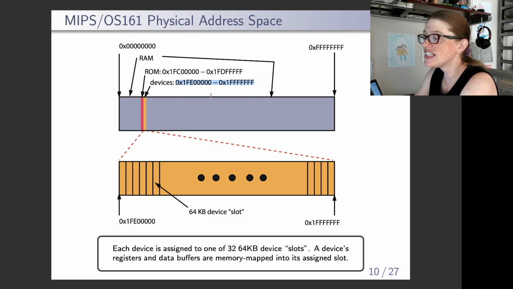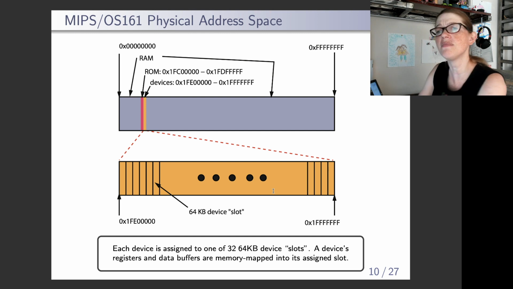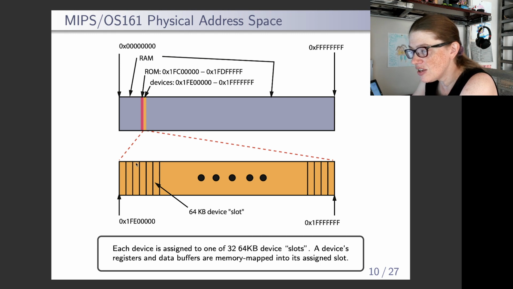And in this very small range, right at the end of the 512 megabytes, we have the memory mappings for devices. There are 32 64 kilobyte slots. These slots are used, each slot is for a device. Now, some devices may take multiple slots, some devices may take just one. But each one of these slots can be used to map a device's registers to.